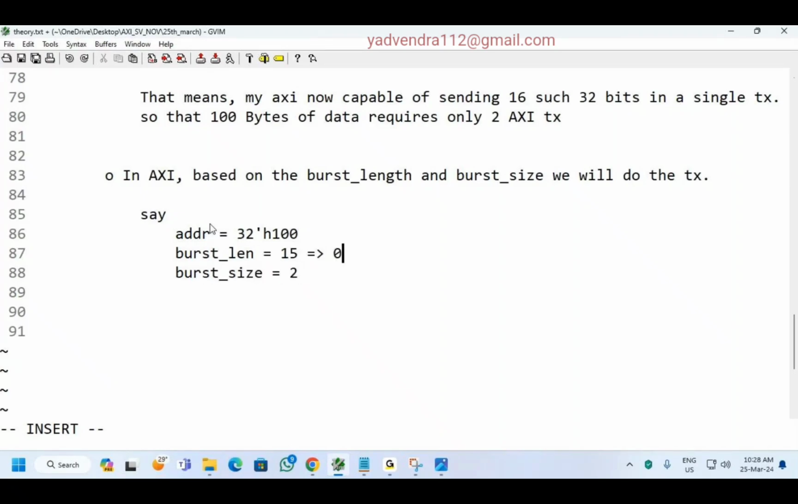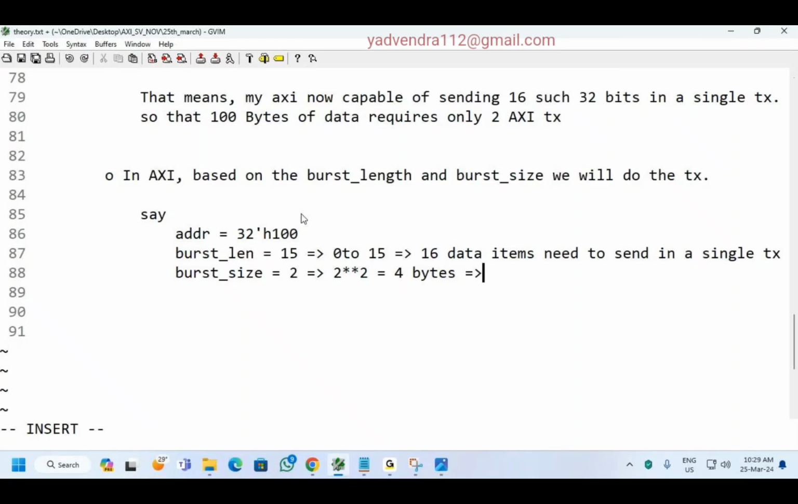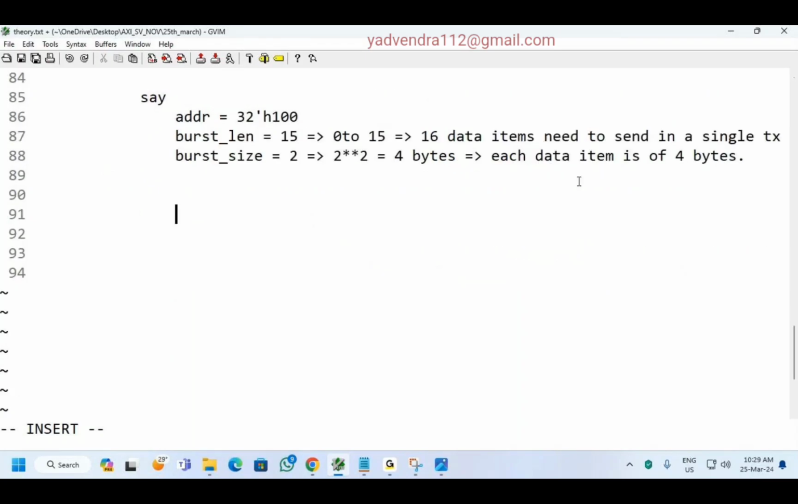What it is saying is, 15 in the sense 0 to 15, that means a total of 16. So here 2 means 2 to the power 2, that means 4 bytes. So what this burst length is telling is that 16 data items need to be sent in a single transaction. Burst size tells that each data item is of 4 bytes.